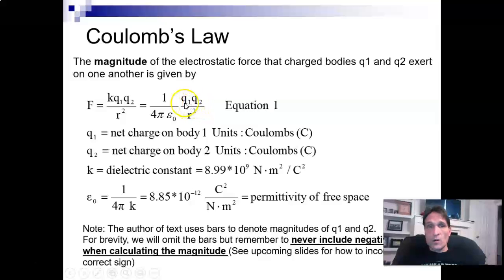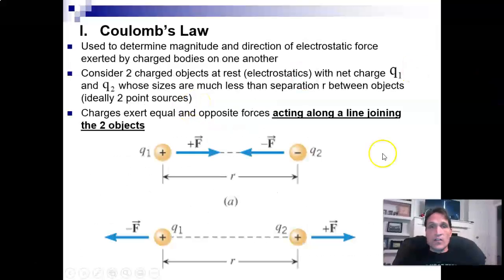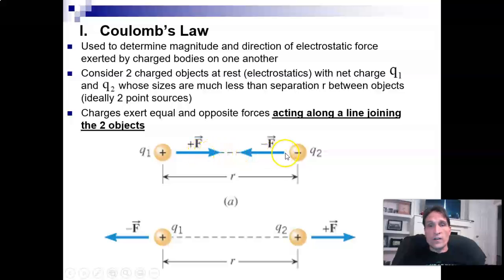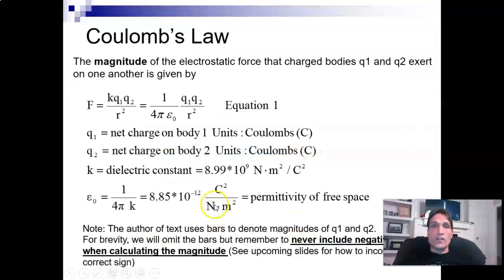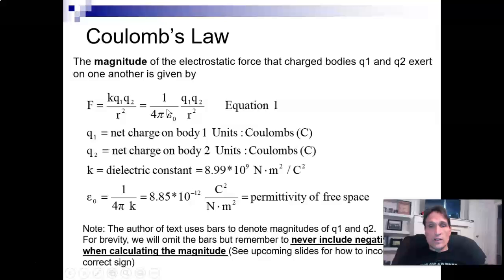Okay, so when we're using this equation, for simplicity, we're always going to include just the magnitudes of Q1 and Q2, no signs. The direction will be dictated by whether it's an attractive force, in which case the force will point toward the other charge, or a repulsive force, in which case the force will point away from the other charge. And so this is the magnitude of the force: the product of the charges over r squared times this constant, K, which is equal to 1 over 4 pi epsilon naught.